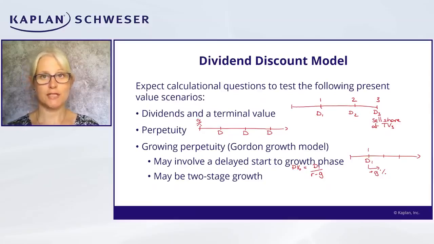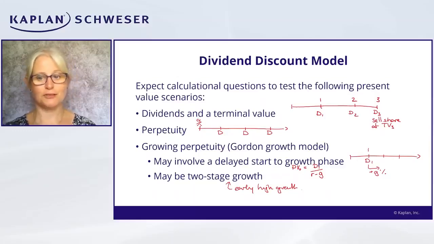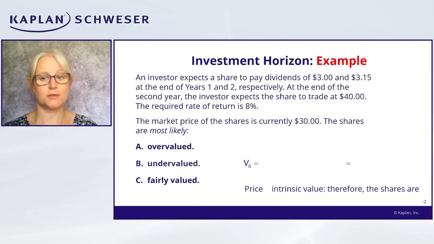Now, there may be 2-stage growth, which means you have initial or early high growth, but that can't carry on forever. In fact, if you look at your formula, it's not possible to have long-term, forever growth that is higher than your required return. And it wouldn't make economic sense anyway for that to happen. So you might have high growth for the first few years, then it'll settle down to a more sustainable level. So those are the models that we're going to work through. So without further ado, let's move on to the first one.